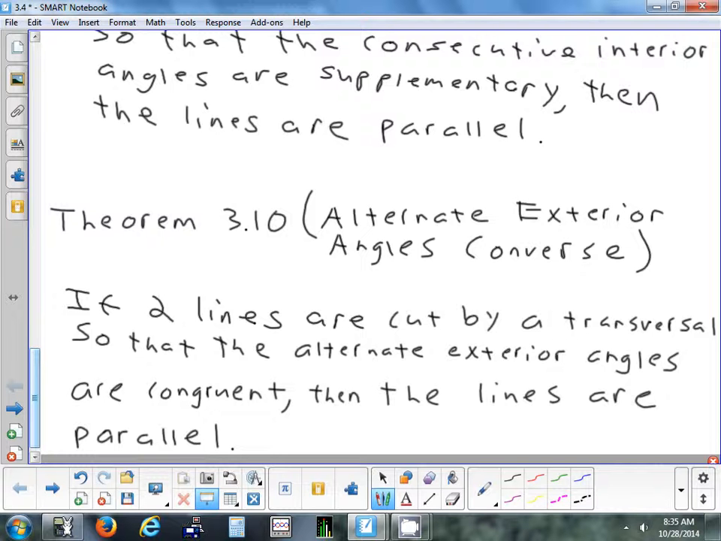Okay, and the corresponding angles converse postulate, that was our 10th postulate. But those are numbered consecutively from the beginning of the year. So today we just had our 10th postulate of the year.